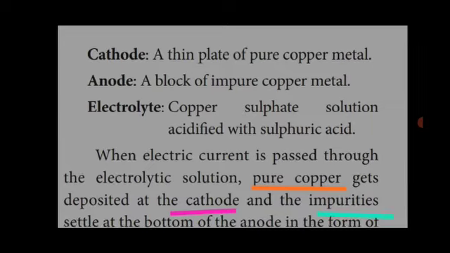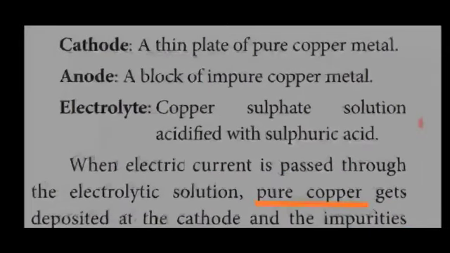Next one, electrolyte. Copper sulphate solution acidified with sulfuric acid. Copper sulphate formula CuSO4. Sulfuric acid formula H2SO4. Already we know the king of chemicals is sulfuric acid. Acidified means H+. The acidified sulfuric acid and copper sulphate solution act as the electrolyte. These cathode and anode are dipped in the electrolyte solution.